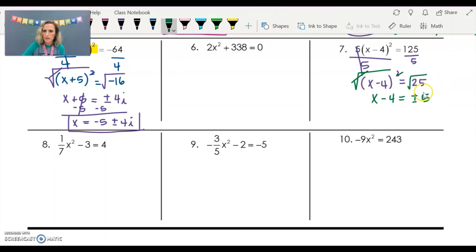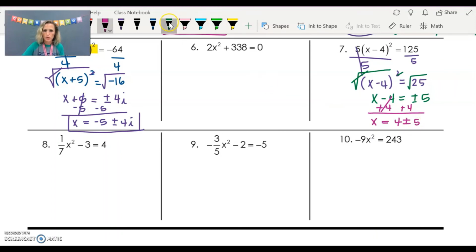Well, right here, we don't have an i. So when we bring this 4 to the other side of the equation, we have x equals 4 plus or minus 5. Now over here, we couldn't add the imaginary part of this expression and the real part. We couldn't combine them into a single term. But we can add 4 plus 5, and we can subtract 4 minus 5. So that's how we're going to get our two answers here.